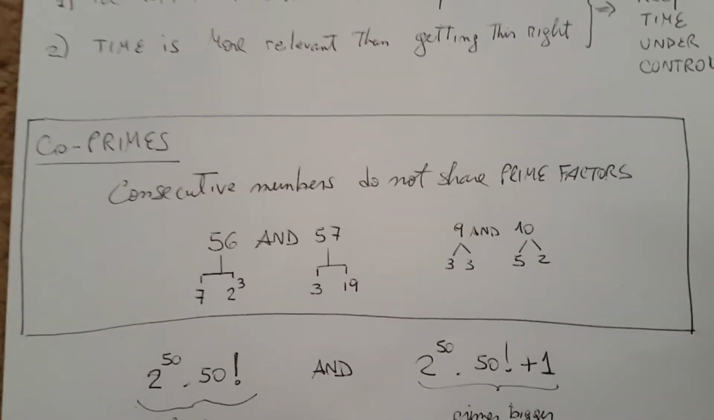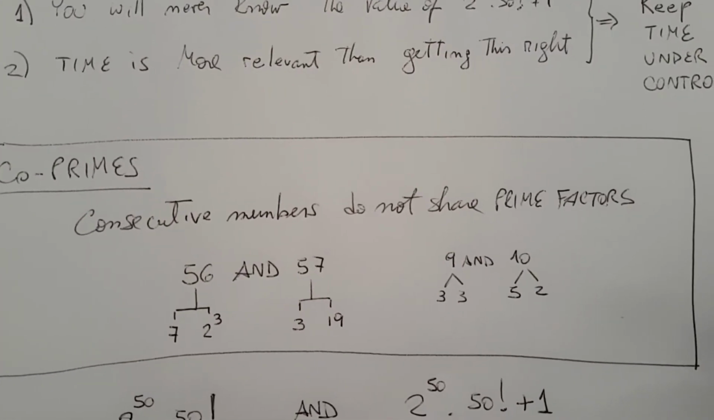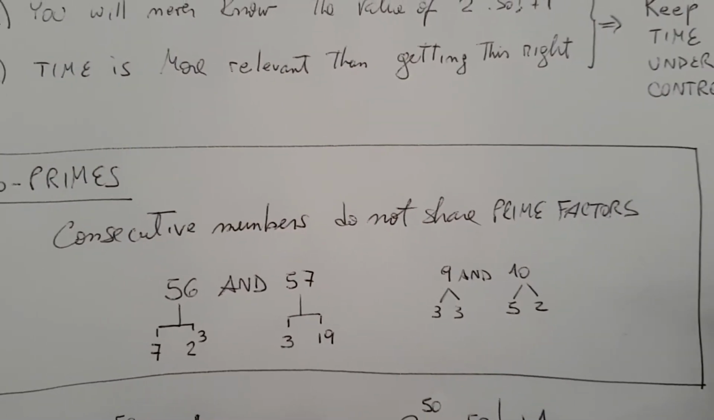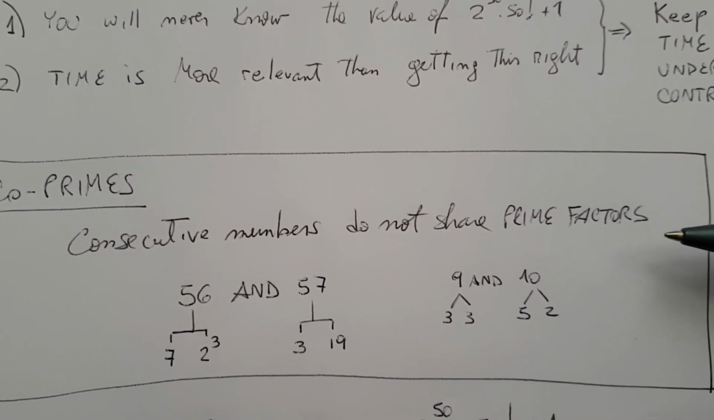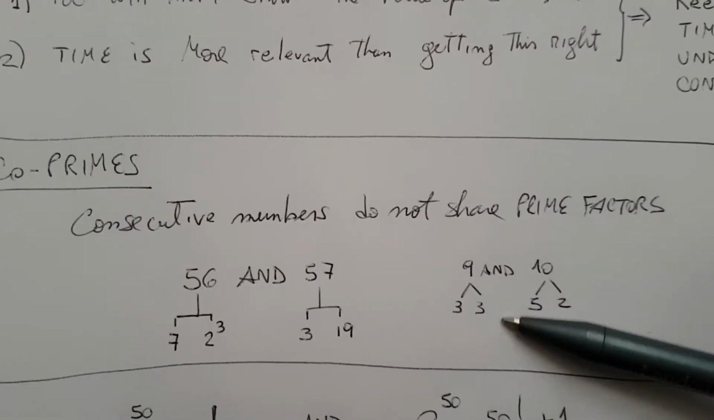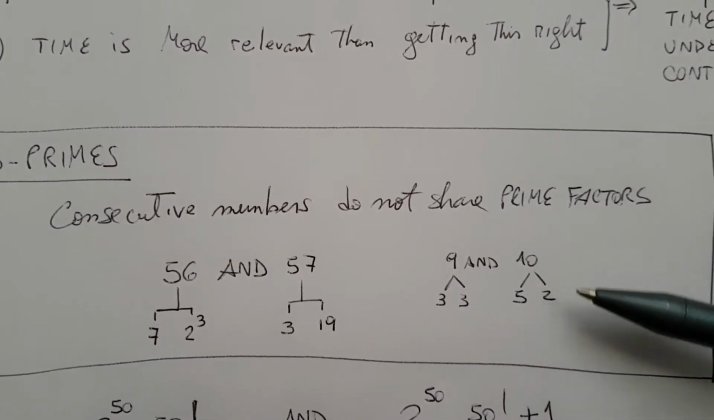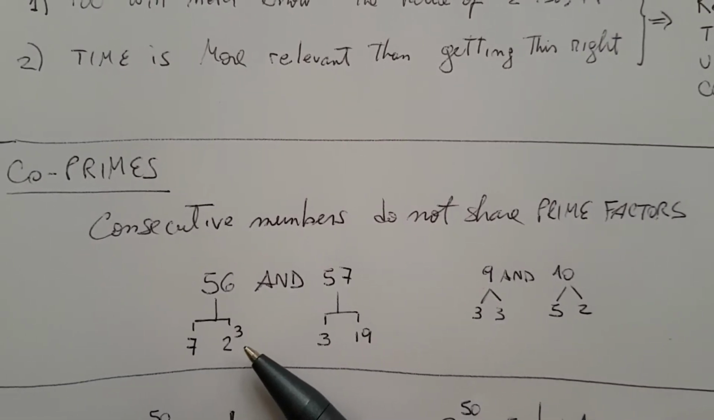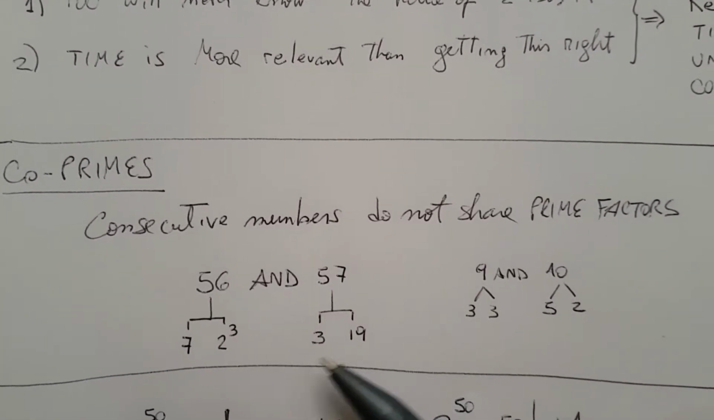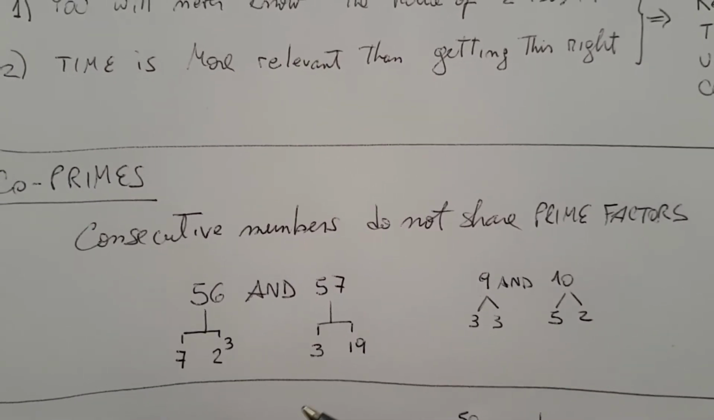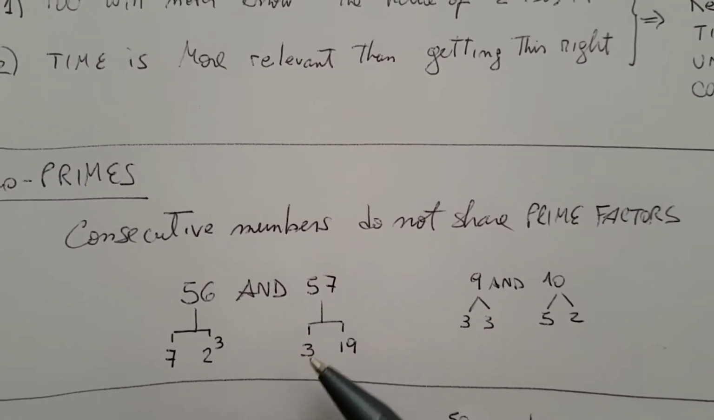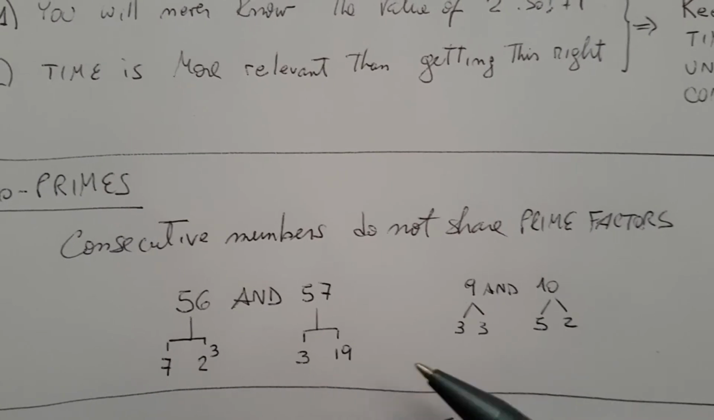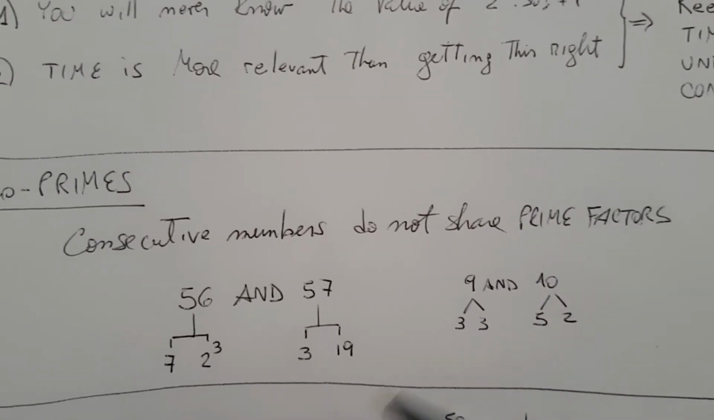So how do we actually do this? Well, the relationship between sharing a prime factor and consecutive numbers is the key here. Consecutive numbers don't share prime factors. Quick examples, 9 and 10: 9 is 3 times 3, 10 is 2 times 5. Or 56 and 57: 56 is 7 times 2 cubed, 57 is 3 times 19. So they don't share any prime factor. You can do this for any number and they will never share a prime factor, because the difference between the two numbers is only 1. So they will not share a prime factor like 2, 3, 5, or any other number.